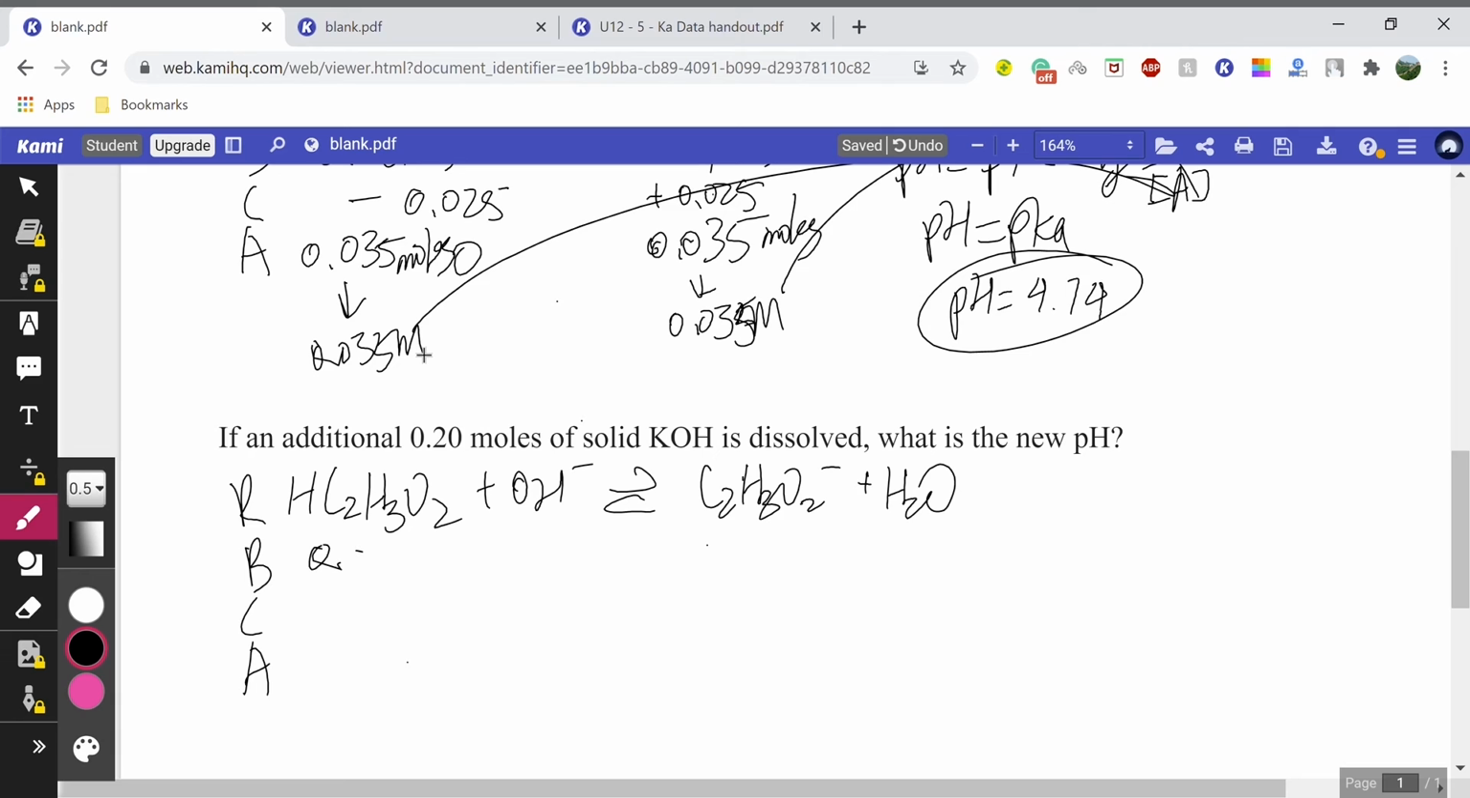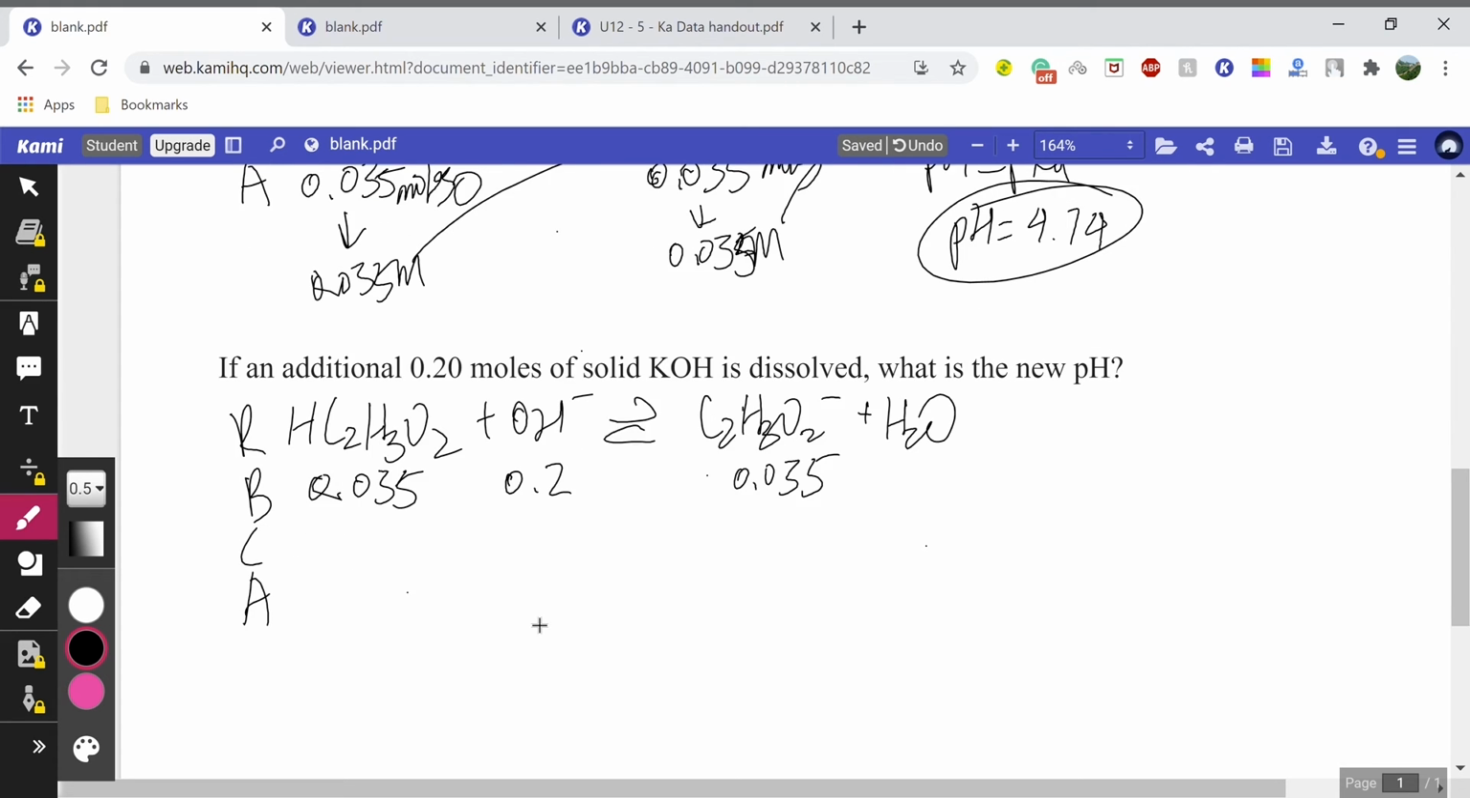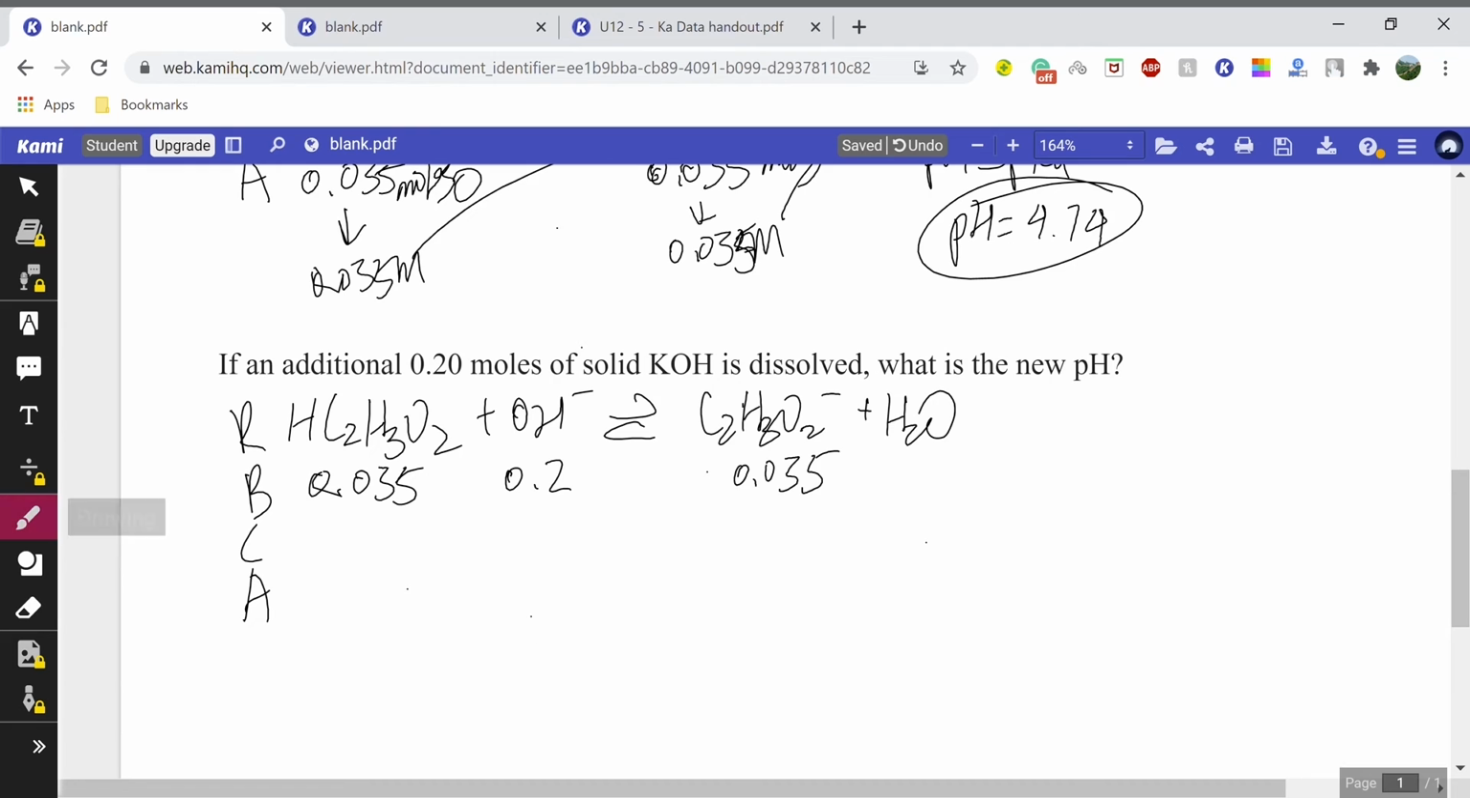So let's use everything from the previous problem because we're still in the same solution. This will be 0.035 moles of HC2H3O2, and this is going to be 0.035 moles of C2H3O2 minus. Our KOH is going to be 0.2. Alright, so what is the smaller number over here? Our smaller number is 0.035. So it will be minus 0.035.